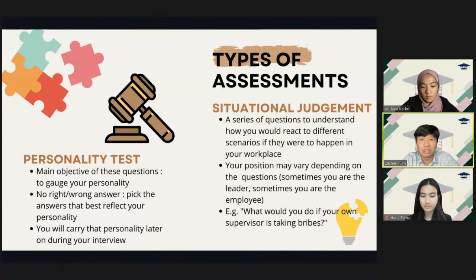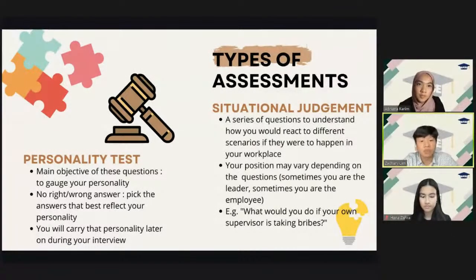So I do know that this is just a test, but you would really want to do this with the mindset of what would I do if I were working for this particular company. It is not that they expect you to know every single company policy. You're not even working for them. It's more of a moral judgment. Like the example you see at the bottom: what would you do if your own supervisor is taking bribes? Would you tell the higher ups that bribery is happening within the company because it could affect the integrity of the company?